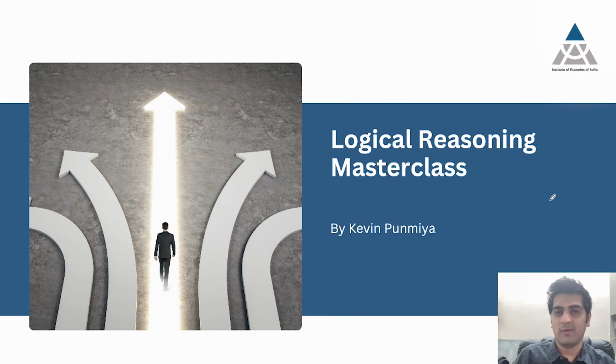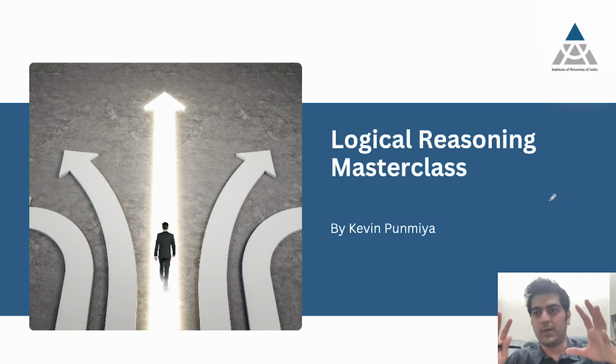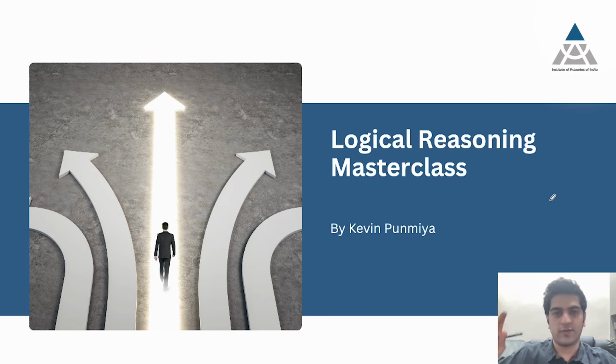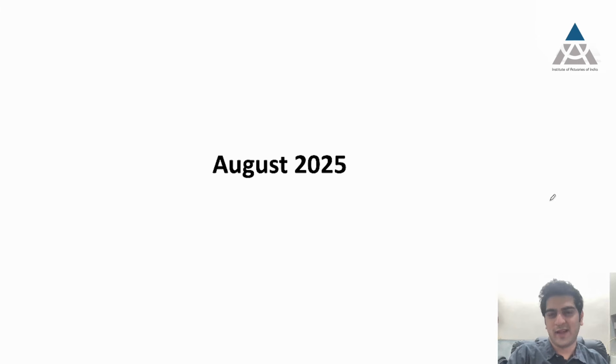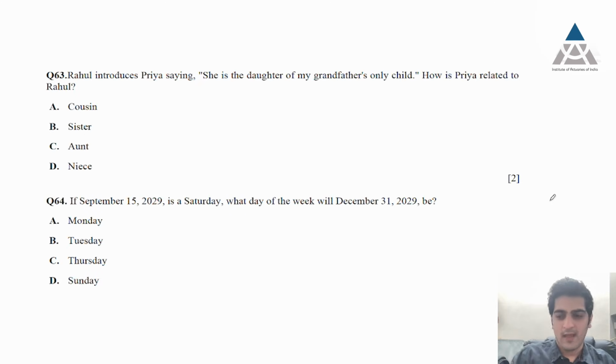When we cover the entire paper, you will realize there is a mix of easy and difficult questions. You'll be able to see all of that when we do these past exam questions. So let's start with the latest diet, that is August 2025. The first question says, Rahul introduces Priya saying, she is the daughter of my grandfather's only child. How is Priya related to Rahul?